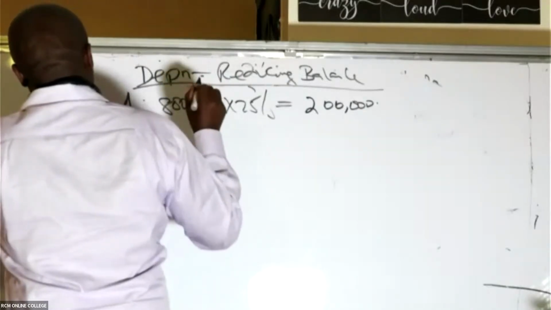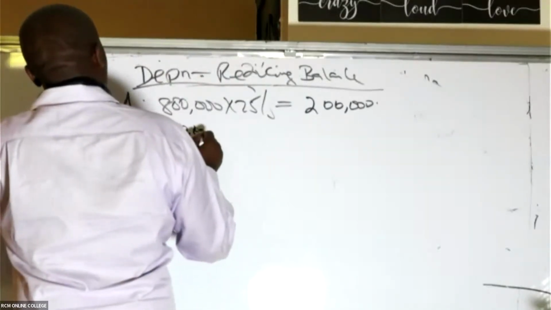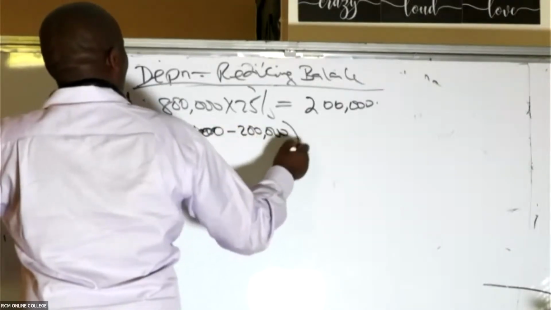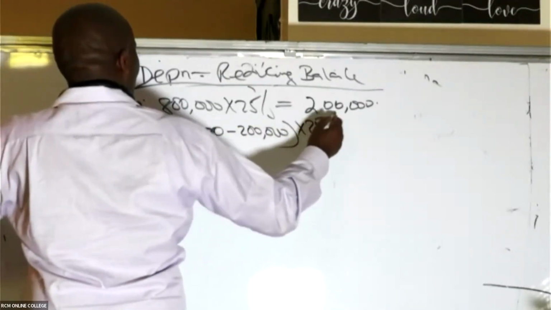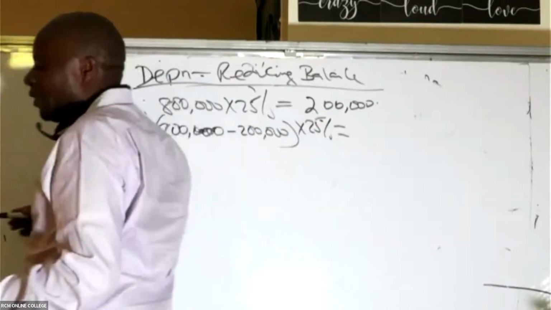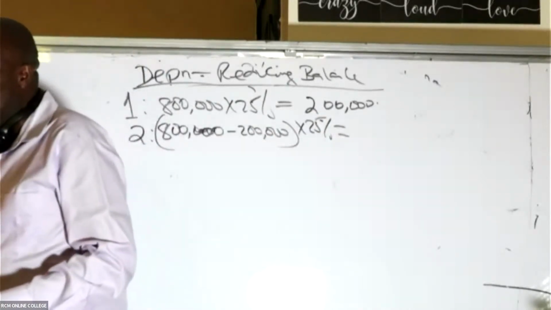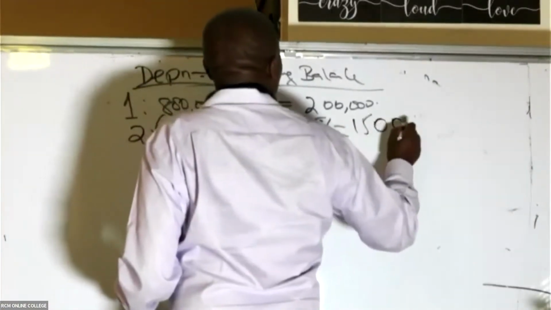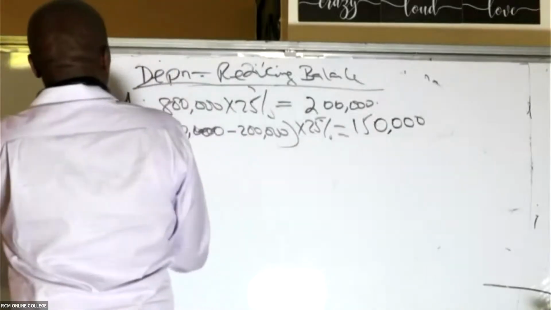Remember, it's reducing balance. The reducing balance here will be 800,000 minus 200,000. Whatever we get, times 25%. That gives 150,000. Ladies and gentlemen, from there we go to year number 3.